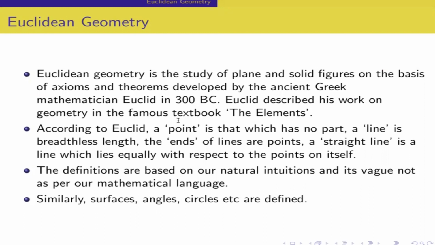According to Euclid, a point is something which has no part, and a line is breadthless length, and the ends of the lines are points. And a straight line is a line which lies evenly with respect to the points on itself. These definitions are completely vague, and are based on our natural intuitions. Similarly, surfaces, angles, circles, etc. are defined.